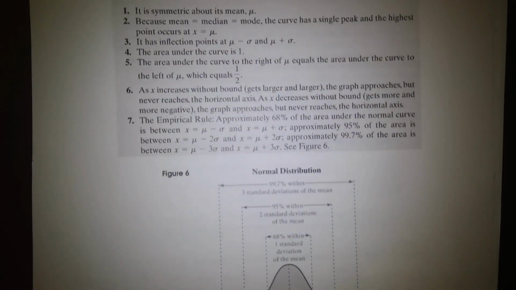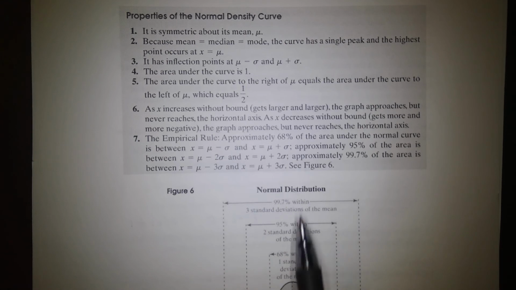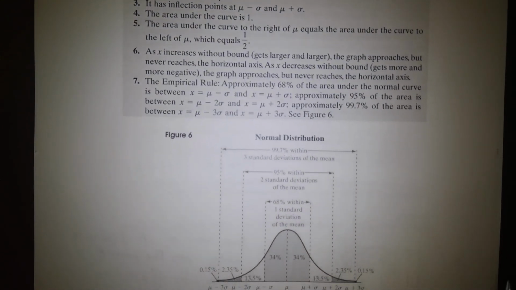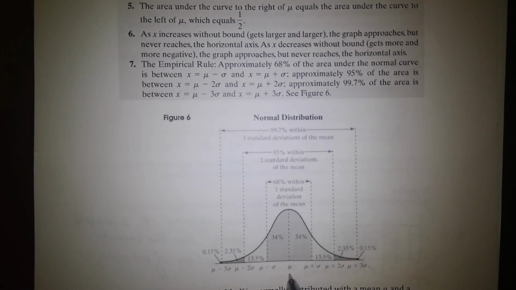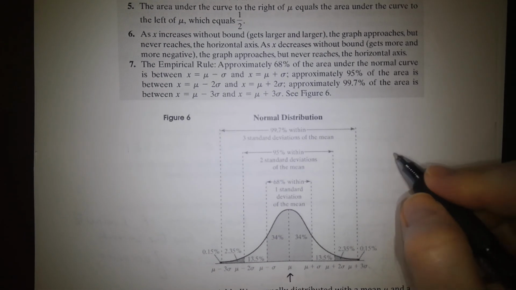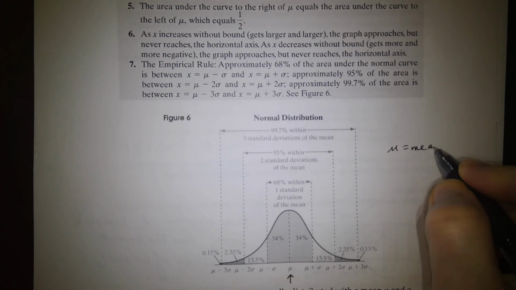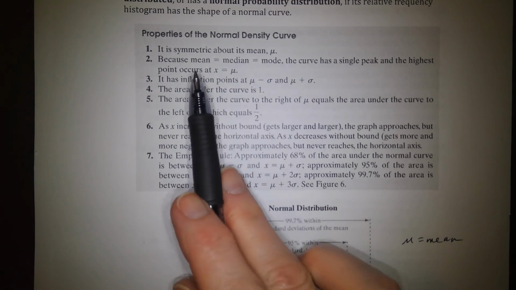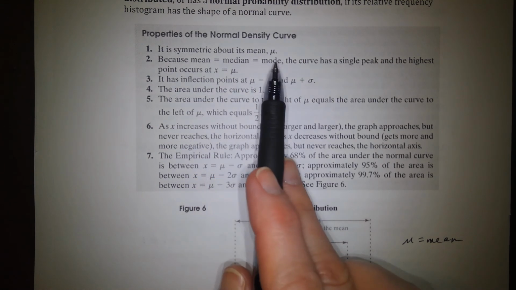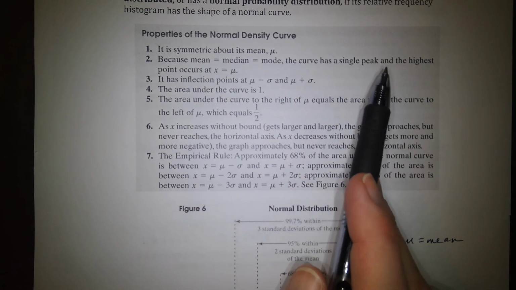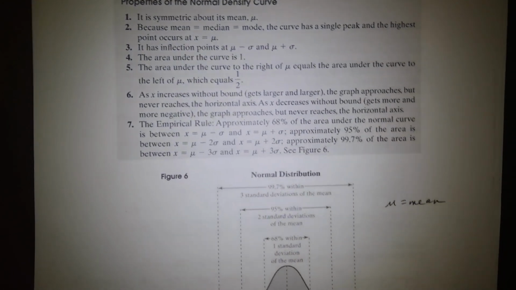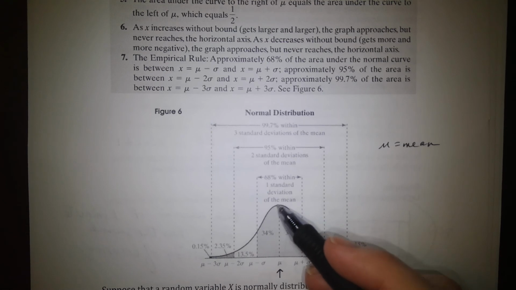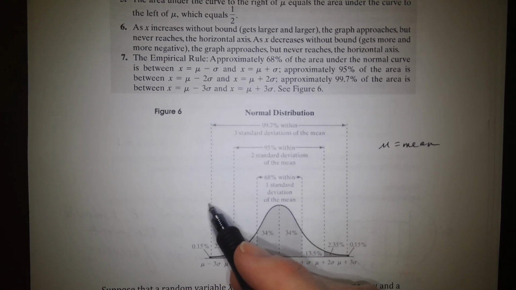There are some properties about this normal curve. It's going to be symmetric about the mean. So down here you'll see that it has the mean in the middle. Mean is designated by the Greek letter mu. Also, the mean, the median, and the mode are all equal to each other, so the curve has a single peak at the highest point. So right here in the middle you can see that this is going to be the mode because it's the most frequented observation. It's going to have the highest probability.